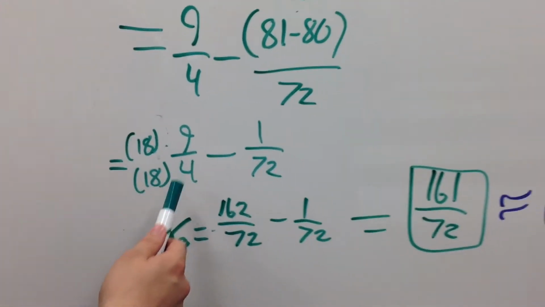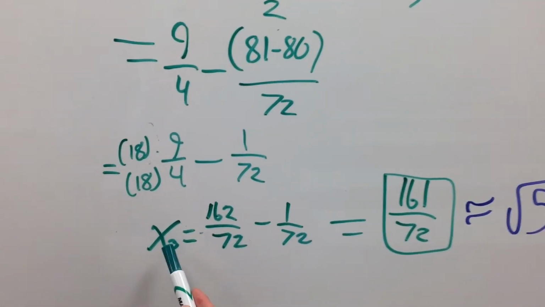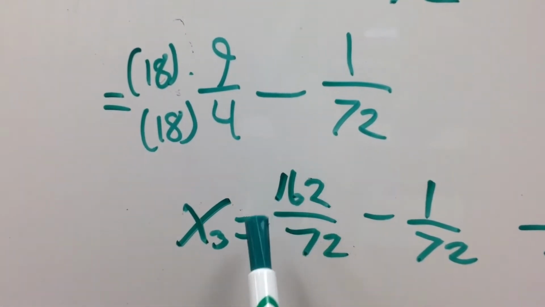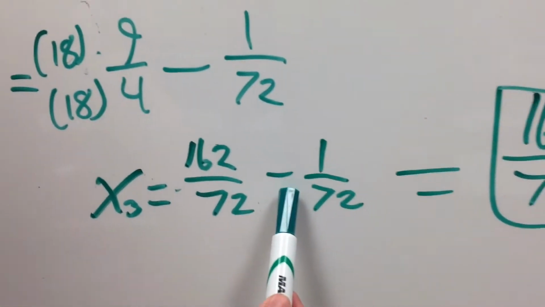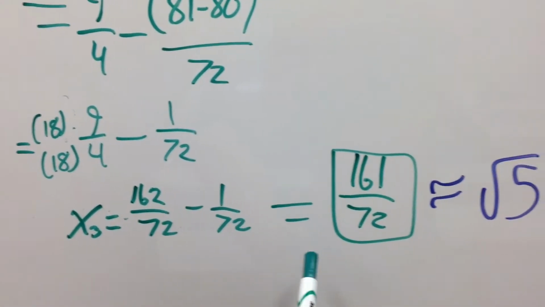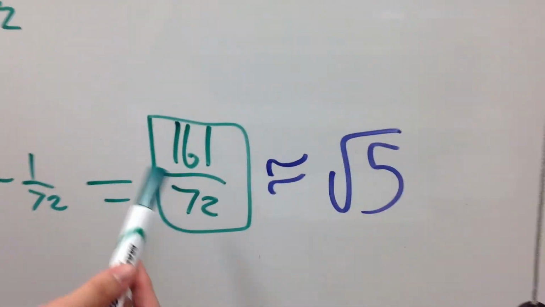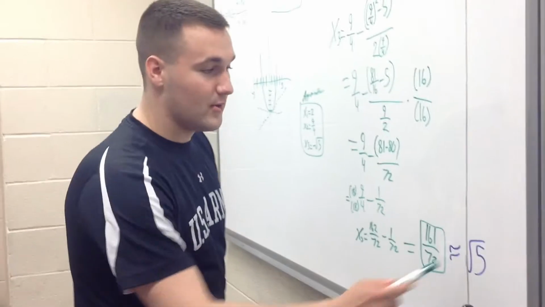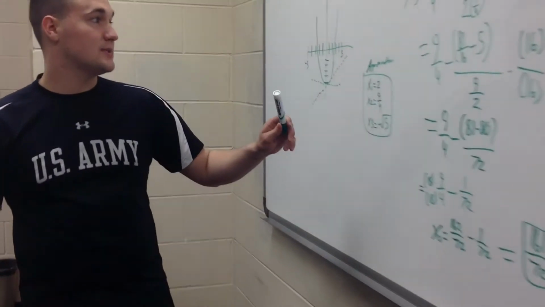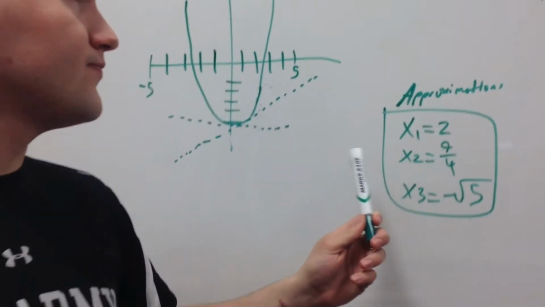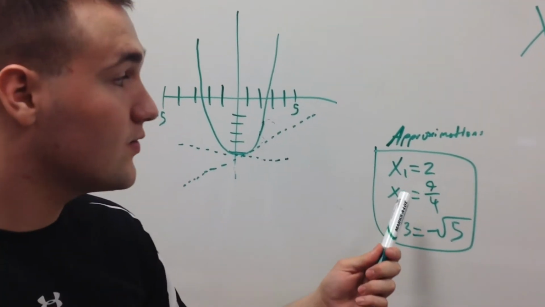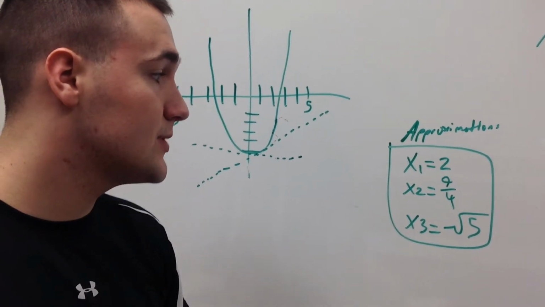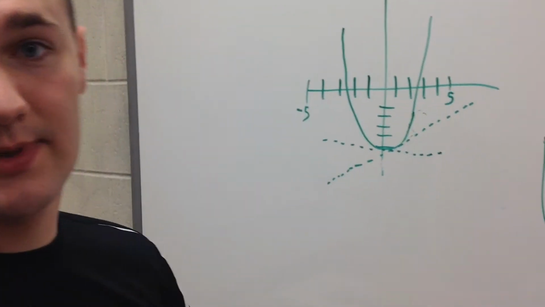So then you have the x3 point is approximately 162 divided by 72 minus 1 divided by 72, which is just 161 divided by 72, which is approximately the square root of 5. So then we find our 3 approximations. Our x1 is equal to 2. Our x2 is equal to 9/4. And our x3 is approximately the square root of 5. And those are your 3 approximation points.